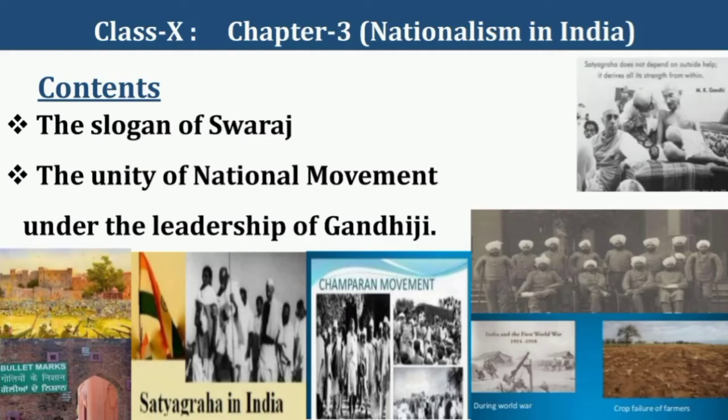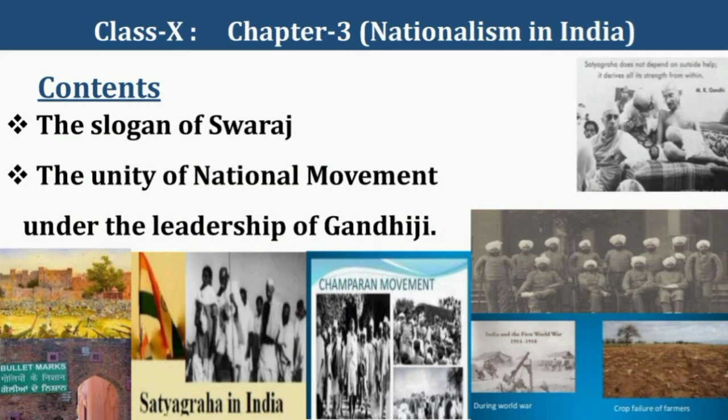Under nationalism in India, we have already studied that the non cooperation movement was about to start in 1920, and what were the various causes leading to the starting of the non cooperation movement under the leadership of Mahatma Gandhi. But before we move further, what we must understand is what the meaning of Swaraj was.